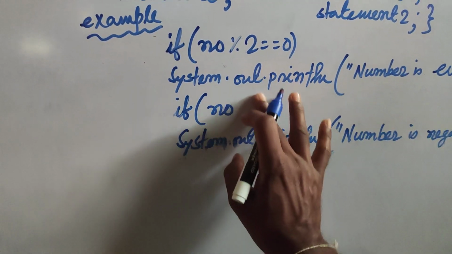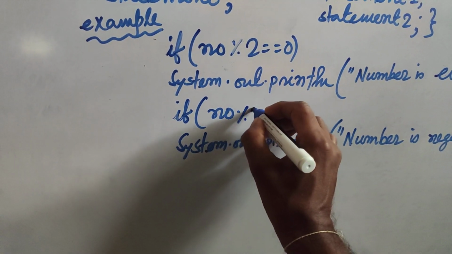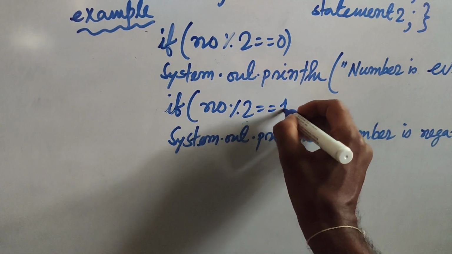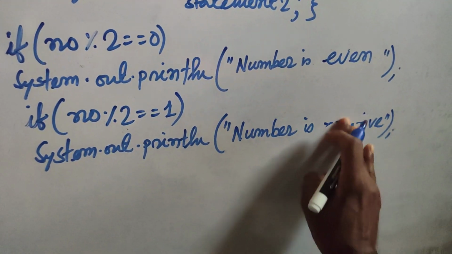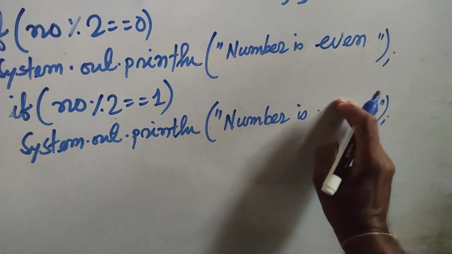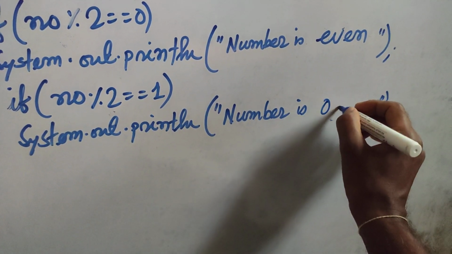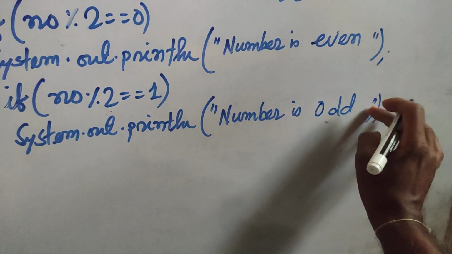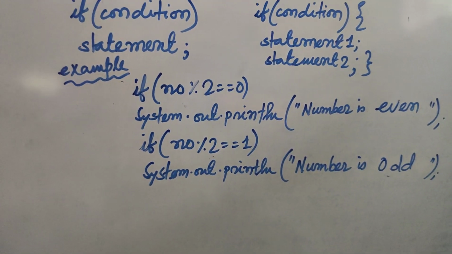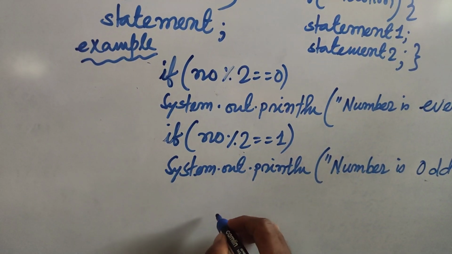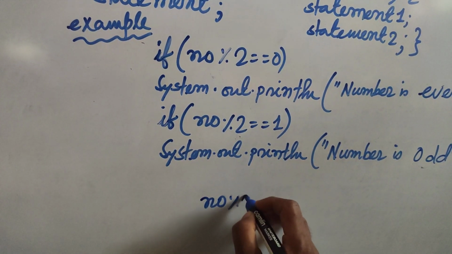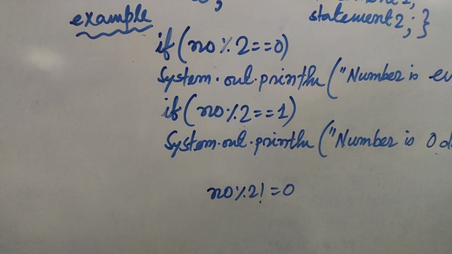Number modulus 2 equal to 1, number is odd. Okay, that you have. Here we can write it this way also: number modulus 2 not equal to 0.